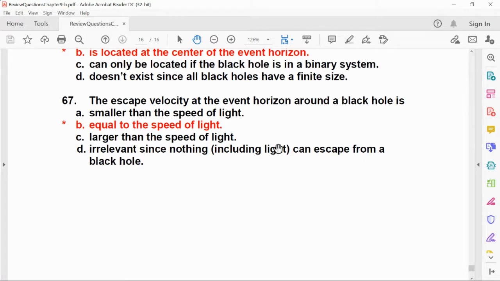So you always look at something. These are not small black holes. These are massive black holes.